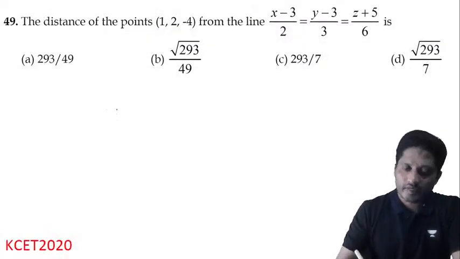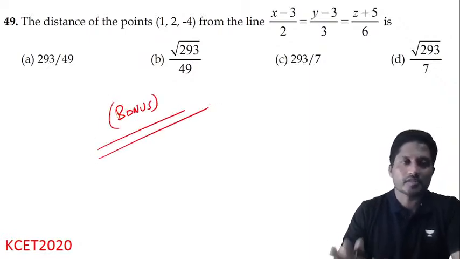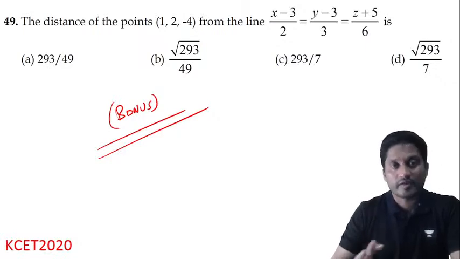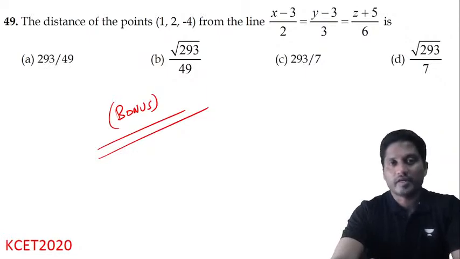The distance of a point from the line. This question is bonus. You get some huge numbers which you don't match with the options. Question number 49. This question was bonus in 2020. Let's move to the next question. But a similar problem we have done in question 19. That question was about the distance of a point from the line.